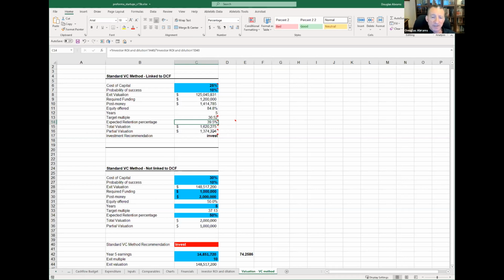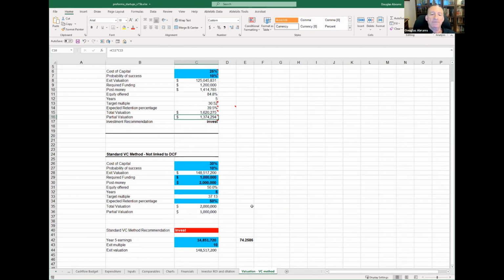And you can see that this gives us the current value. This is the exit valuation times retention percentage divided by target multiple. So this is what we call VC method valuation, and this is the partial valuation that we're getting, meaning the one that's calculated by the model, which means that this is a good investment from a VC method perspective. If this number was higher than total valuation, this recommendation would change to not invest. So that's how you can use our model to calculate VC method.